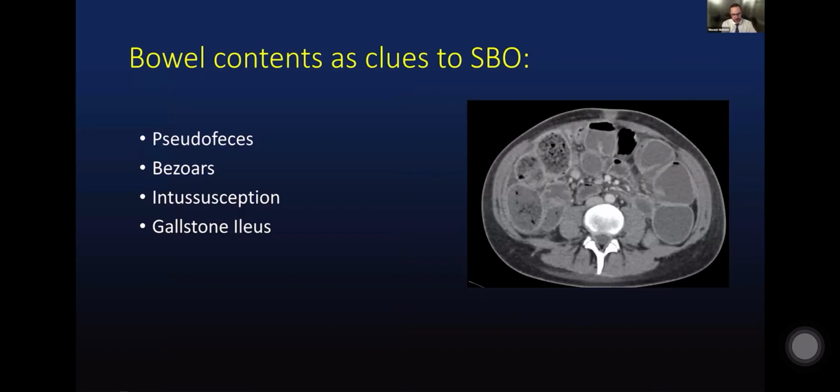We talked about looking at the bowel distribution. We talked about looking at the bowel wall, but you should also look at the lumen of the small bowel to look for pseudofeces, especially in identifying that transition point, to look for things like bezoars, occasionally intussusception. In adults, you should think about the possibility of malignancy, except for transient intussusceptions that commonly happen in the jejunum and are usually not accompanied by obstruction, and then gallstone ileus as well.